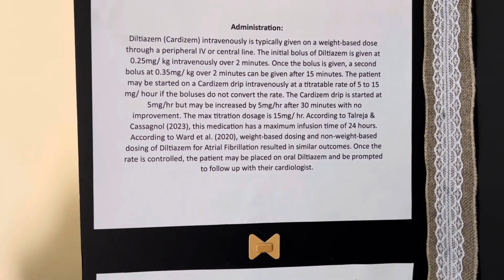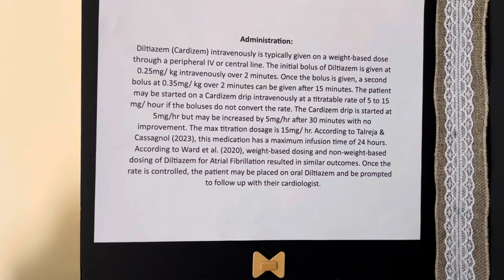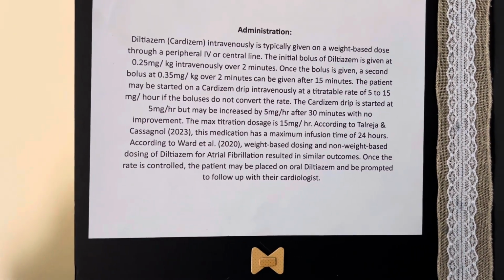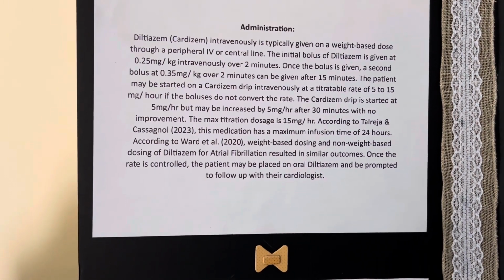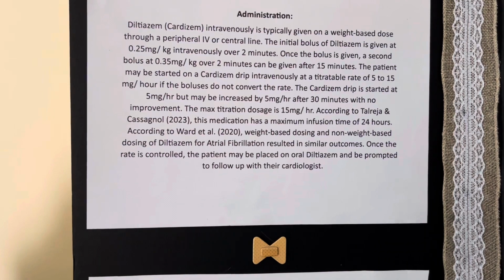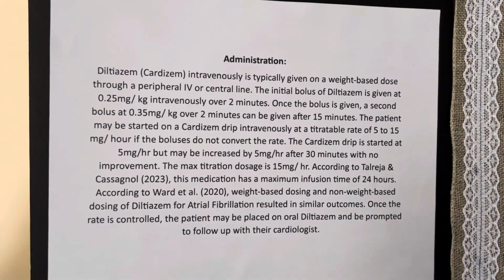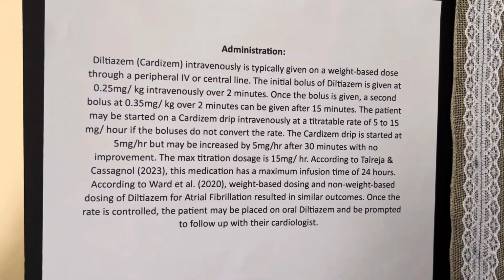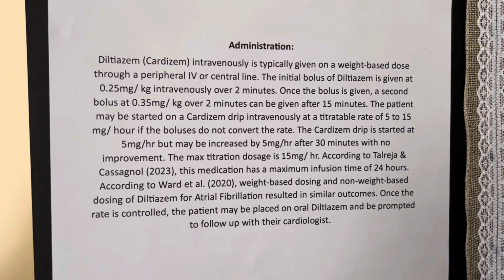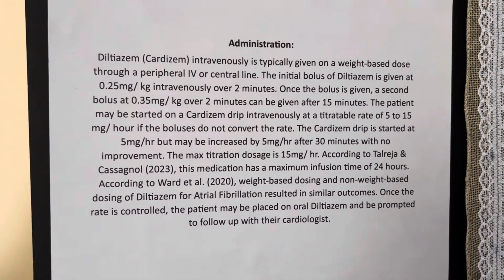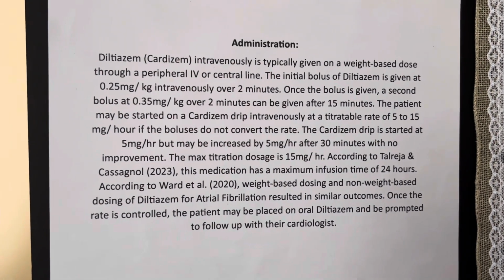And this is started at 5 milligrams per hour. The max titration dosage is 15 milligrams per hour. While our patient is on this drip, we can titrate them by 5 milligrams per hour every 30 minutes, depending on if their rate improves or not. But the max dosage is 15 milligrams per hour, so keep that in mind.